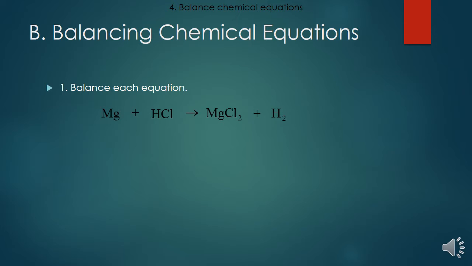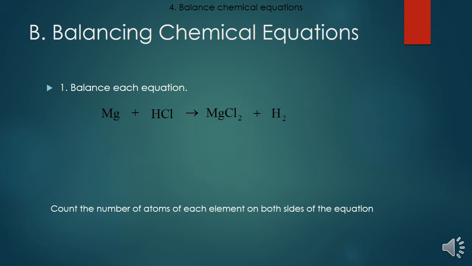So let's take a look at this reaction here. We have magnesium reacting with hydrochloric acid, that would be the HCl, and then from that we get magnesium chloride, and we get hydrogen. So the first thing we want to do is count the number of atoms of each element on both sides of the equation. A good way to do that is to simply list the symbols for the elements that are in the reaction below the arrow. So notice we have magnesium, we have hydrogen, we have chlorine. And I'm simply going to look at the equation here and count how many magnesium atoms are on the left, how many are on the right. Same thing for hydrogen, same thing for chlorine.